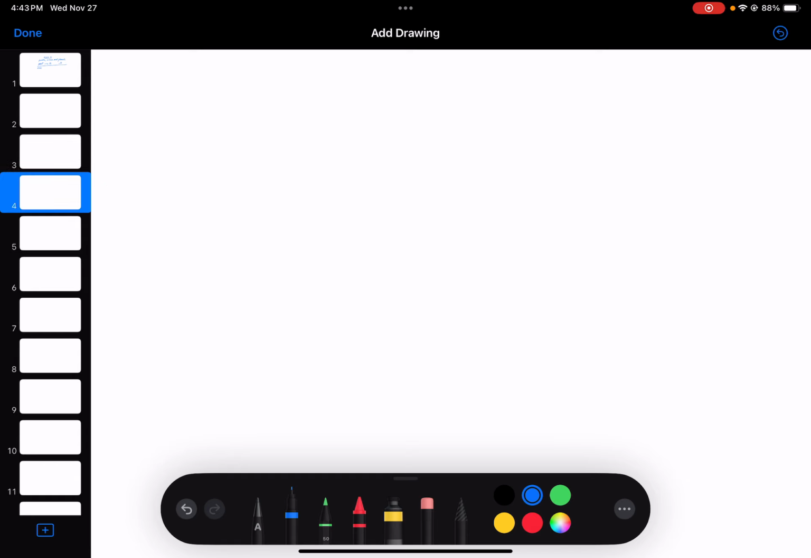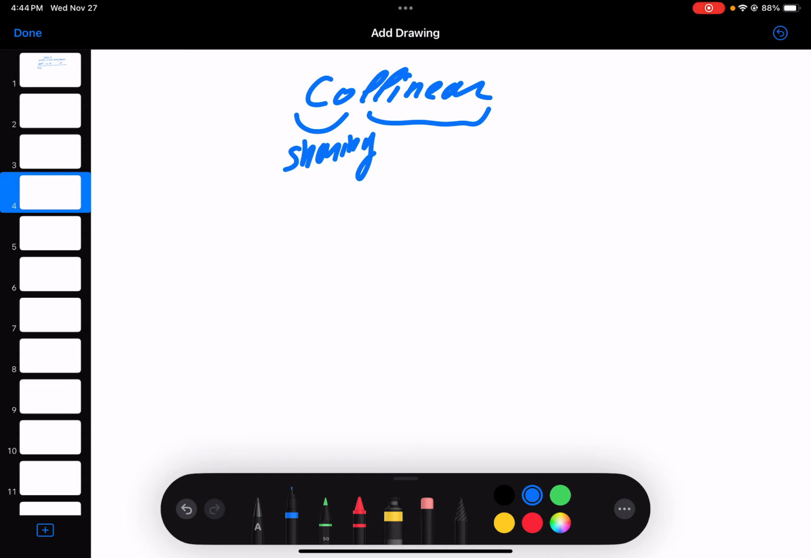Okay? Alright, moving on. Now, more definition. What is collinear? Okay, so collinear. If we think about how the word is built, co means with or sharing, and linear means a line, right?